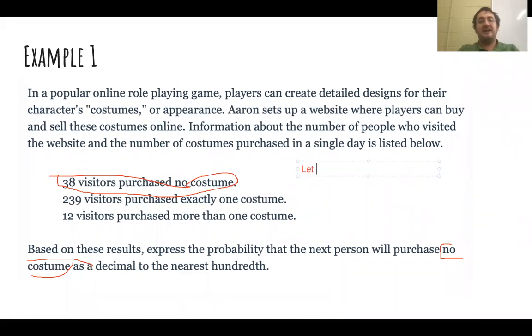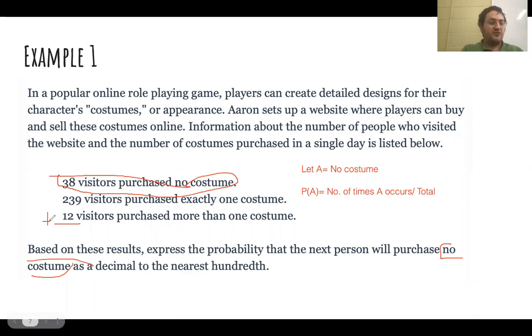So we will let A equal no costume. The probability of no costume equals the number of times A occurs over the total. And let's say that I want to know what the total is. I'm just going to add these up, all three numbers. So I'm going to do 38 plus 239 plus 12,289.